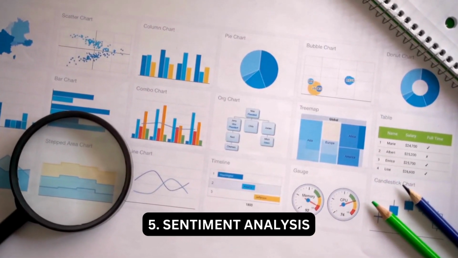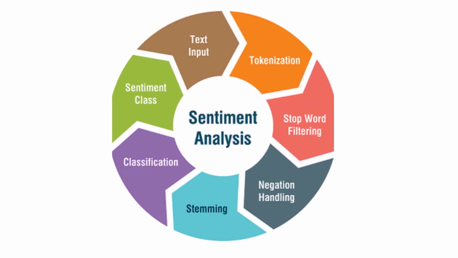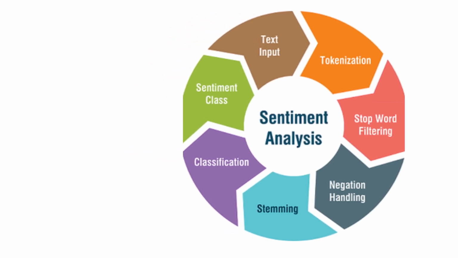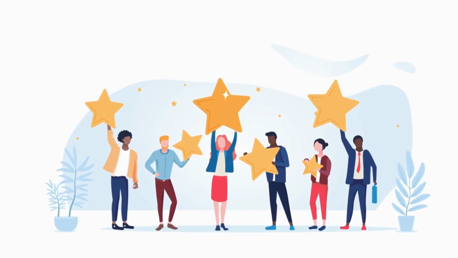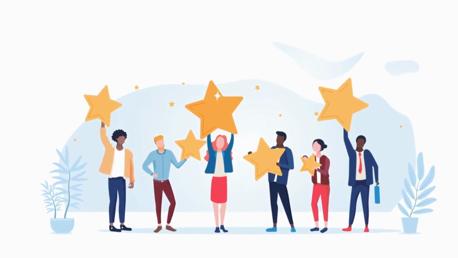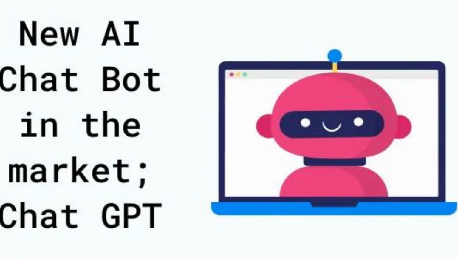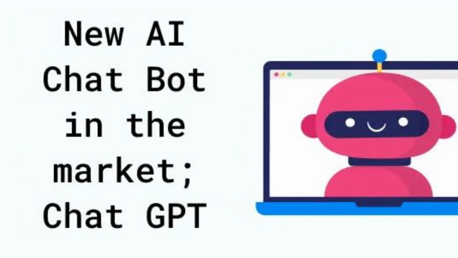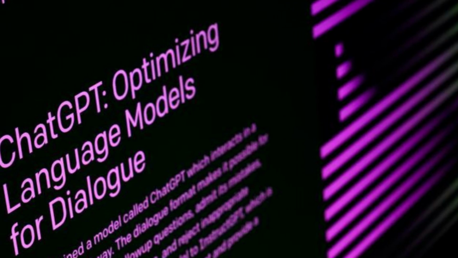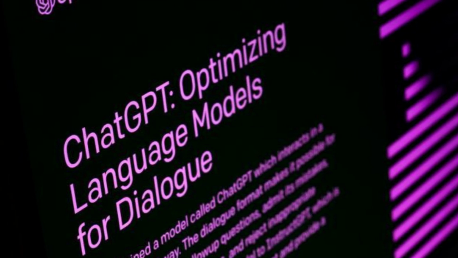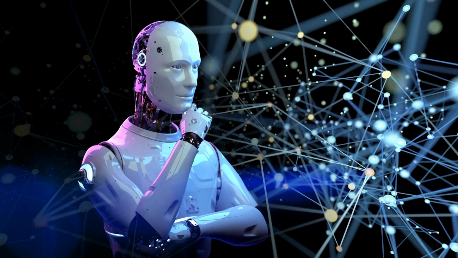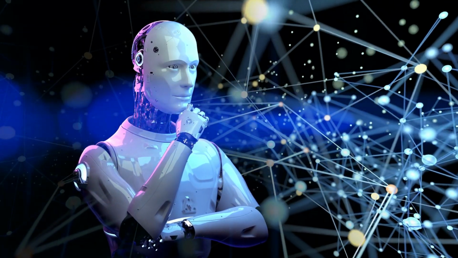5. Sentiment analysis. ChatGPT can be used to analyze the sentiment of text, such as customer reviews or social media posts, to understand the opinions and emotions of users. This can be used in industries such as marketing and customer service to gain insights into customer satisfaction and improve business processes. These are just a few examples of the potential applications of ChatGPT.